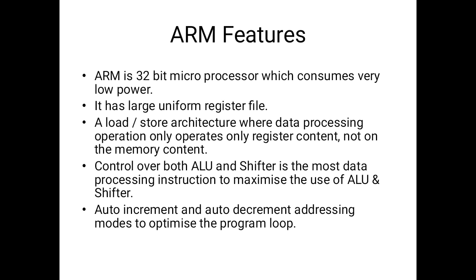Features of ARM. It is a 32-bit processor which consumes very low power supply, with large uniform registers. Basically there are 37 registers, out of which we use only 32 registers. Load and store data architecture, which means the operation can be conducted only on register content, not on memory content. Control over both ALU and shift register increases the speed of execution. There are auto increment and auto decrement addressing modes to optimize the program loop.